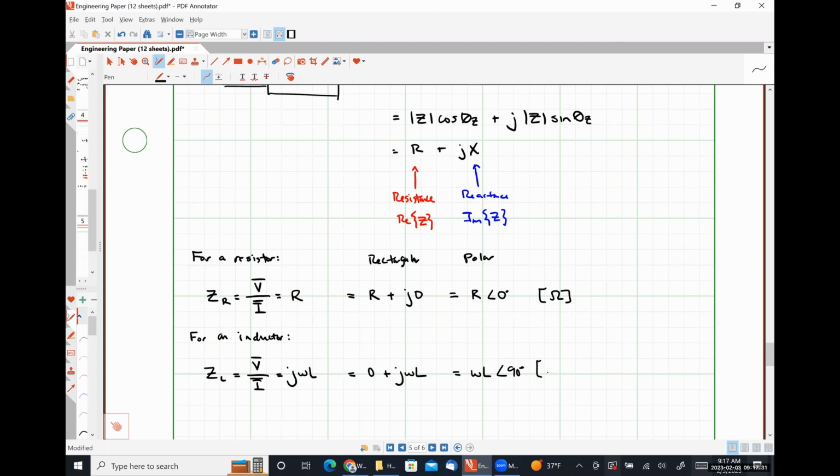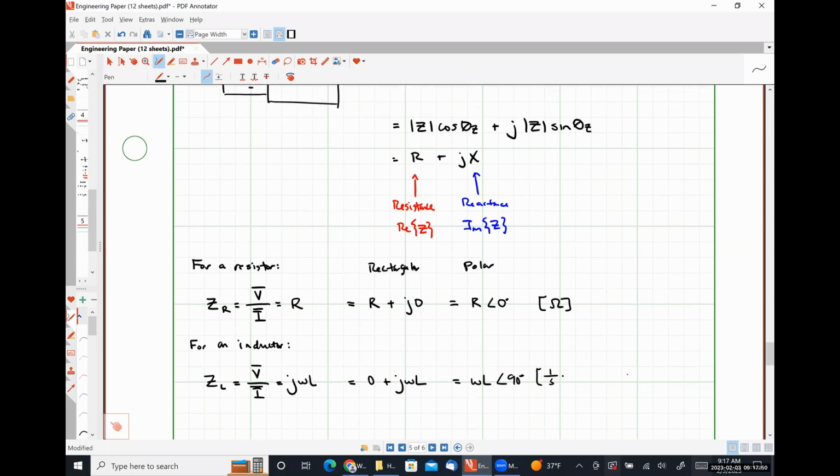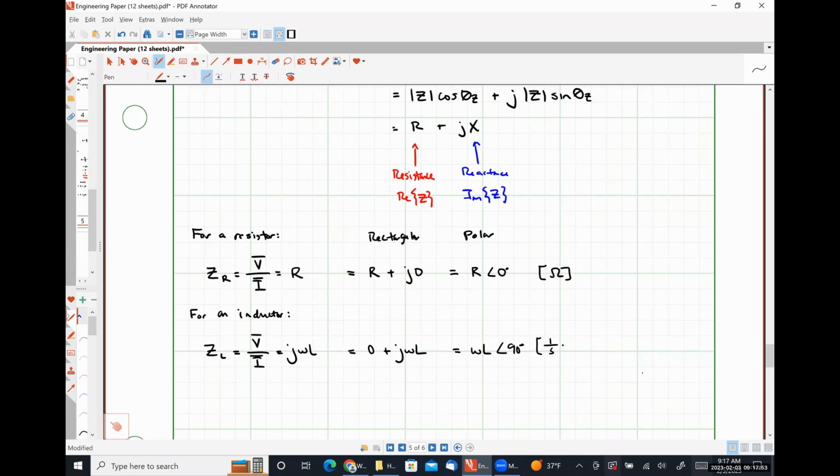What are the units here? Okay, so omega is measured in radians per second. So we have 1/seconds. Inductance is measured in henries, where a henry is a volt second per ampere. Seconds cancel seconds, so we have volts per amp. What's a volt per amp again? An ohm. So the impedance of an inductance is measured in ohms as well.